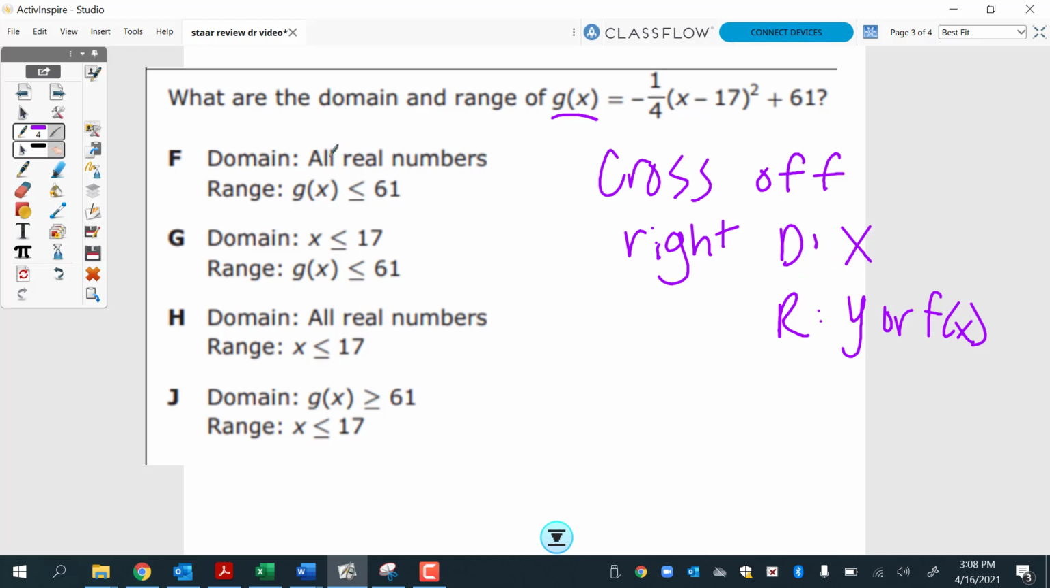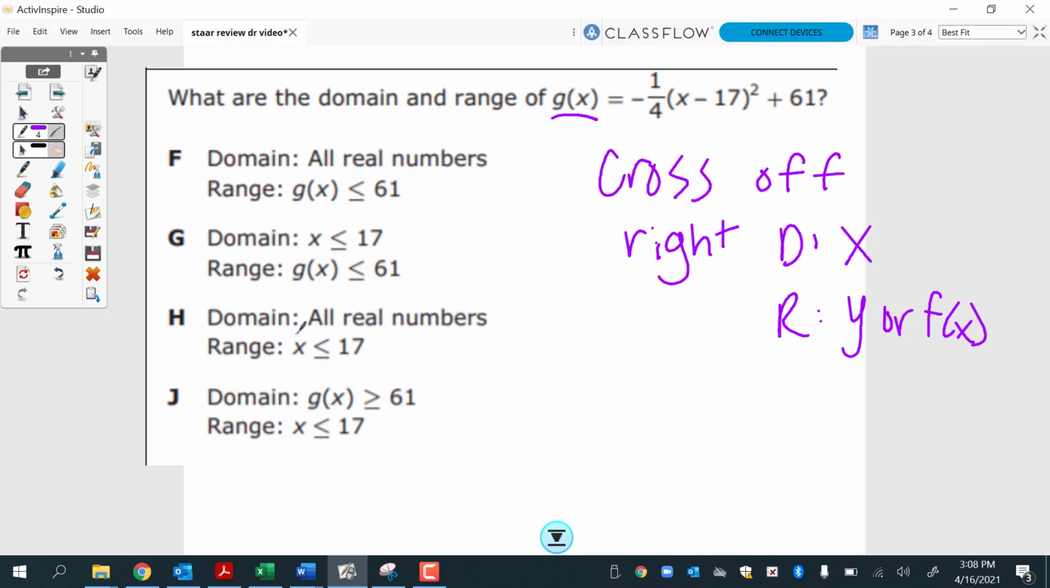So F said domain was all real numbers. Now it could say all real numbers, so I'm not crossing that off. Range was g of x, that's good. G, domain was x, that's good. Range, g of x, that's good. H said domain is all real numbers, that's possible.